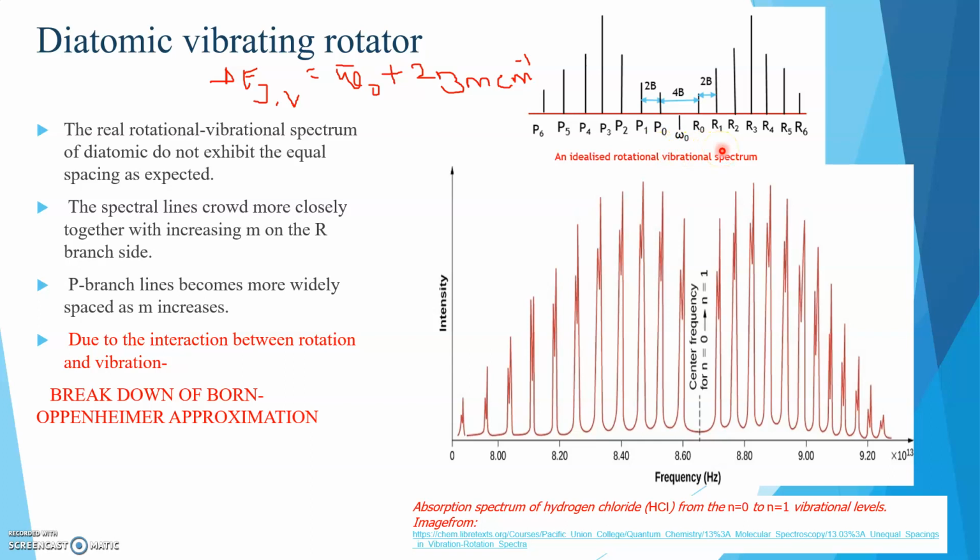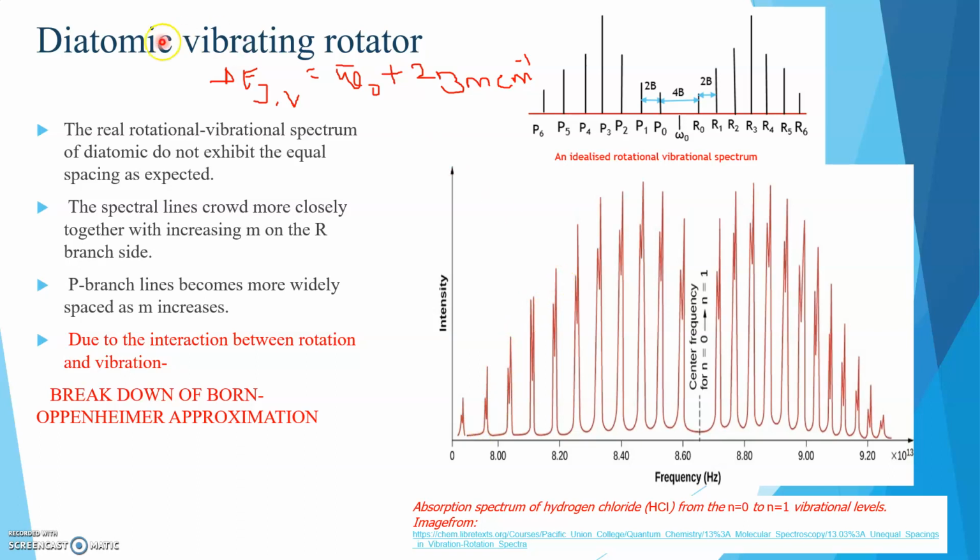But if you observe the rotational vibrational spectrum of a real molecule, say HCl, which is given in this slide, you will observe that the P and R branches are not equally spaced as expected. You can see that the spectral lines crowd more closely together with increasing M on the R branch side, and the spectral lines become more widely spaced as M increases on the P branch side. And why is this happening? This is because of the interaction between rotation and the vibration motion.